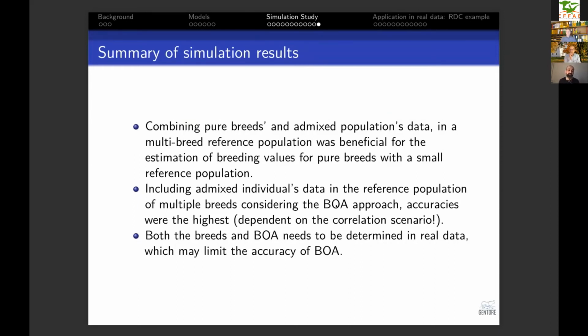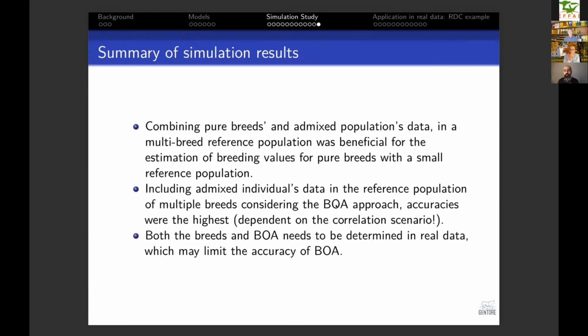And in real data applications, there are some limitations, because you first have to decide which breeds to be included in the study, which can be a very high number. Also, you have to estimate breed origin of alleles from the real data. Since we did simulations, we knew exactly where these alleles come from in each of the pure breeds. And these together may limit the accuracy of the breed origin of allele methods we applied.